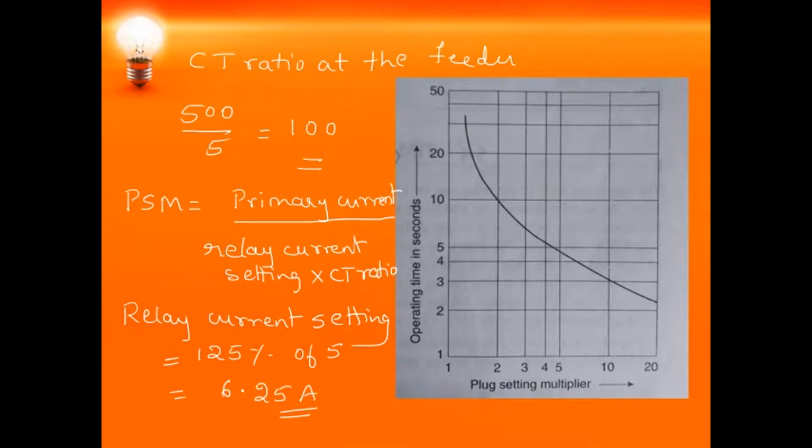So substitute the primary current, that is 7500, the relay current setting 6.25, and the CT ratio 100. So what are we going to get? PSM is the fault current, that is 7500, divided by the plug setting, that is the relay setting, which is 6.25, into the CT ratio, that is 100. So if we calculate, we get it equal to 12.